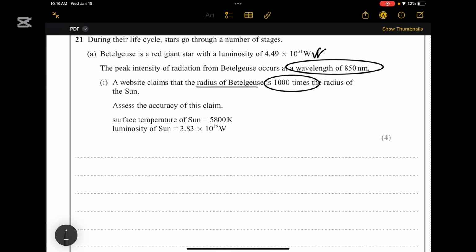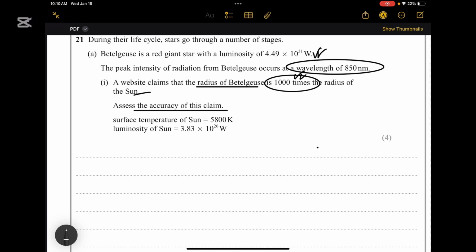So this type of question is very important, because here they have written about multiple times, that one is multiple times bigger than the other. They have also said assess the accuracy of this claim, and they have given us the surface temperature and the luminosity of the sun as well. Previously they have given us the luminosity of Betelgeuse. Now they have also given us the luminosity of the sun. So let's solve this question together.